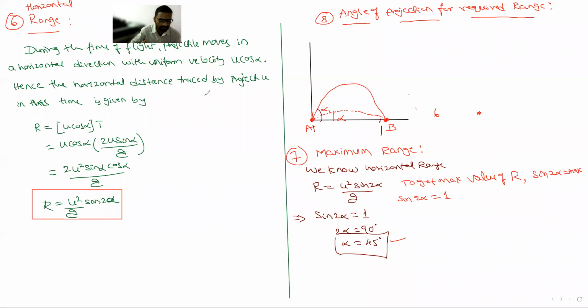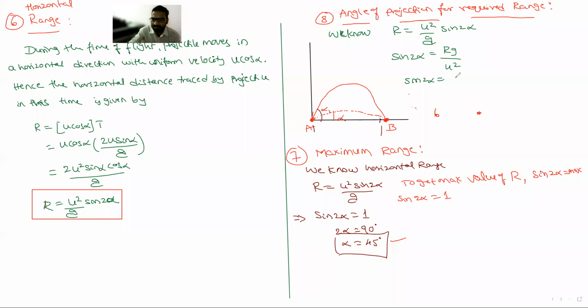Don't write anything, just consider. We know, what is the range formula? What is the range? U square by G into sine 2 alpha. Correct, all of you? So I will take sine 2 alpha is equal to R G divided by U square. Is it correct? Yes, sir.